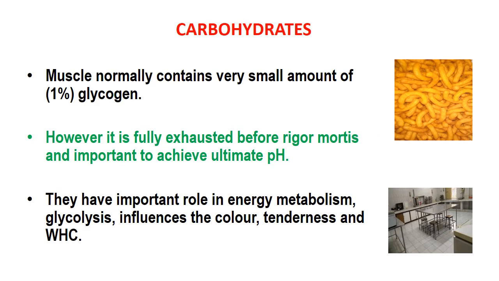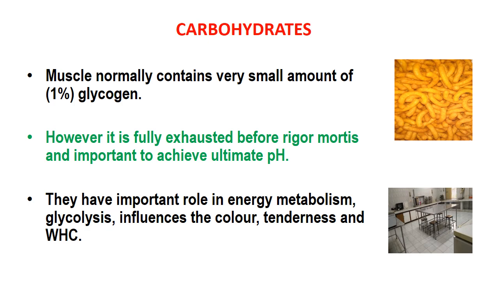Now briefly we will discuss carbohydrates. I have mentioned in the earlier preliminary table that carbohydrate is on average about 1 to 1.2% in muscle. So muscle has very little carbohydrate, and all of this carbohydrate is utilized in the process of post-mortem changes and pH decline. We have discussed that thoroughly.